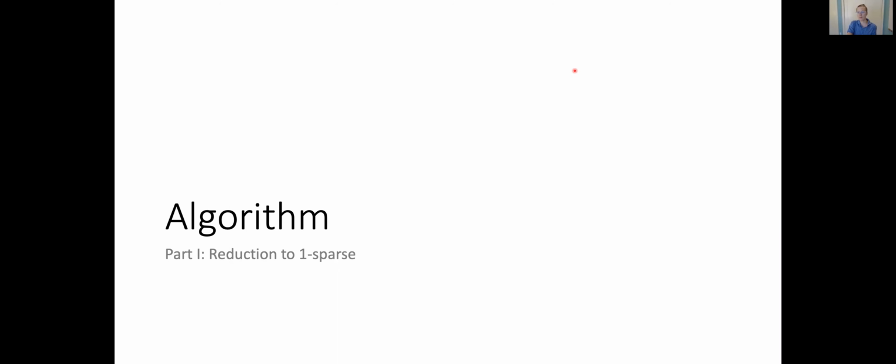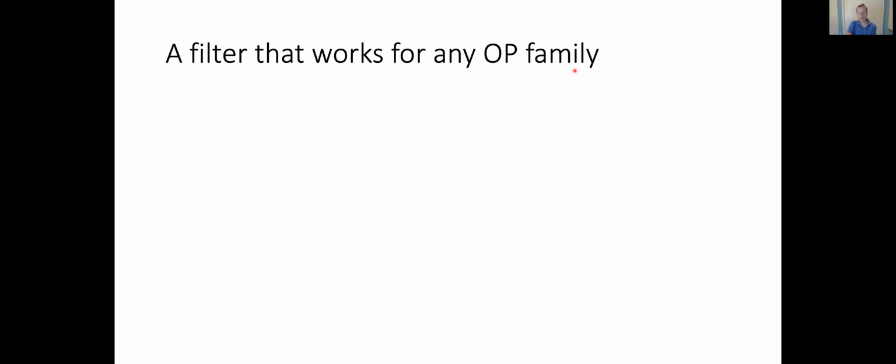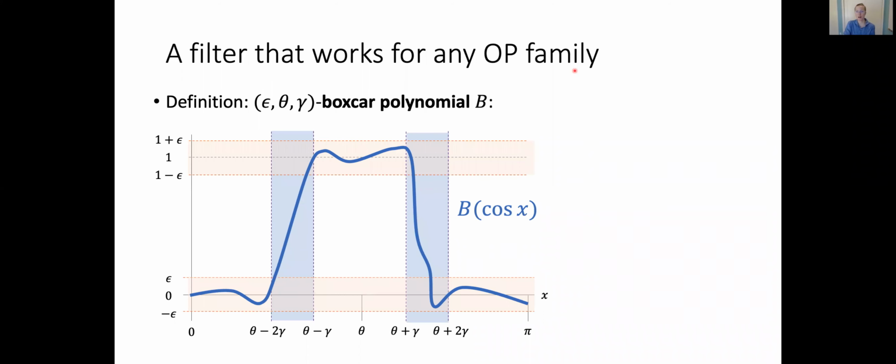Like I said, the main thing here is to come up with a filter that works for any orthogonal polynomial family. So we're going to use filters that look like this. We're going to define a boxcar polynomial B. This is a polynomial, hopefully of pretty low degree, that looks like this. If you have some point theta that you want to center the boxcar around, then within some interval of width gamma, or 2 gamma, I guess, of theta, when I take B of the cosine of x, it's going to be real close to 1, plus or minus epsilon. And if I look substantially outside that interval, so outside of theta minus 2 gamma or plus 2 gamma, then B of cosine of x is going to be real close to 0, between plus or minus epsilon.